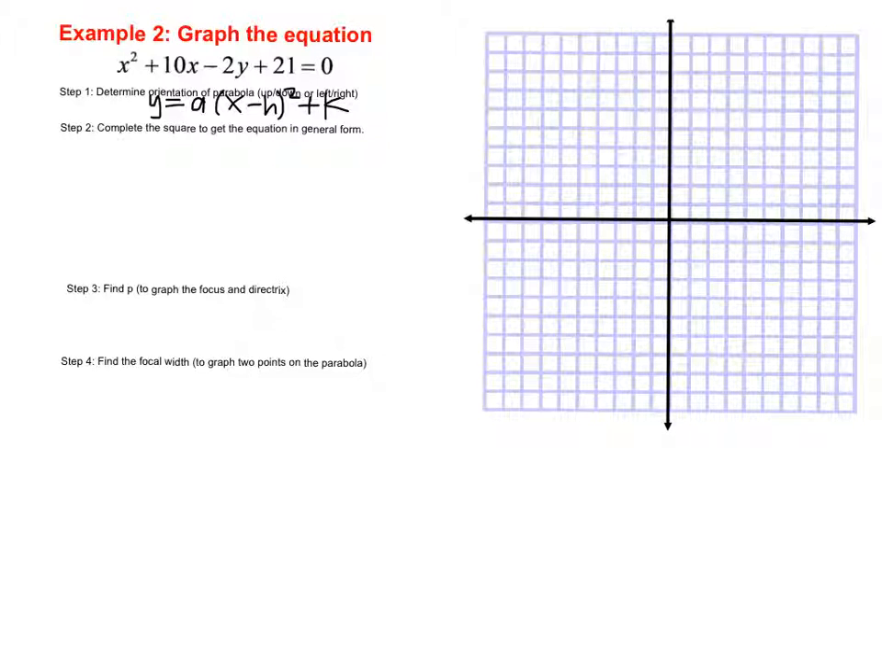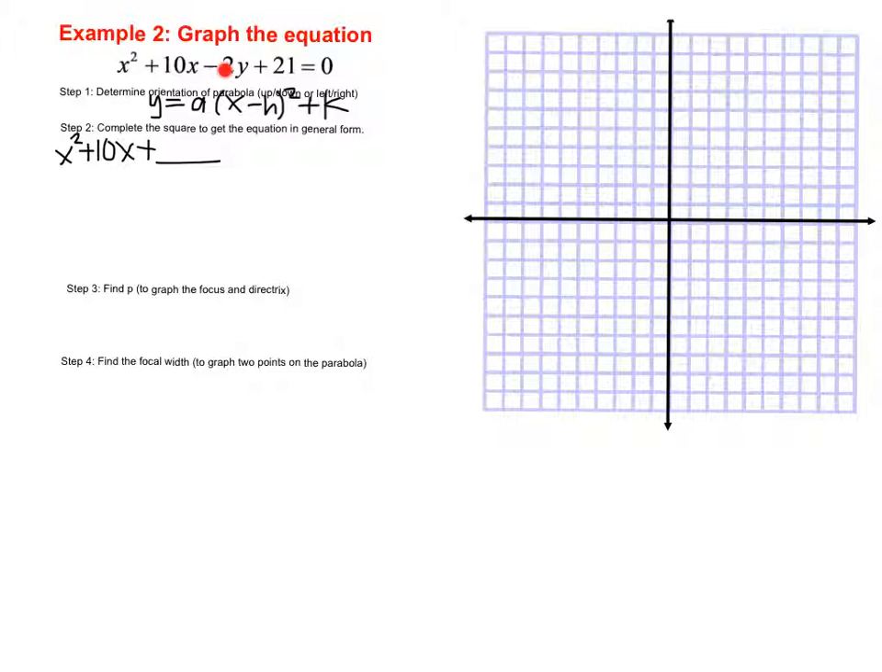Whether it's up or down will depend on that a value. So we're going to have to get that and find out if it's positive or negative to figure out if it's up or down. But it's one of those two. So let's complete the square to get it in that general formula. This time we're completing the square around the x's, because we want the x to be the thing in parentheses squared. So I'm going to keep the x terms next to each other.